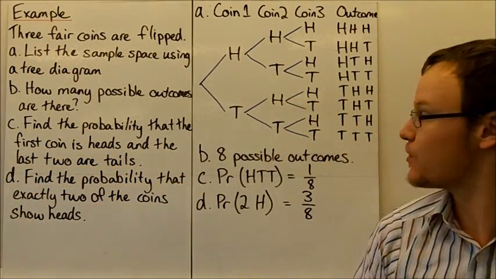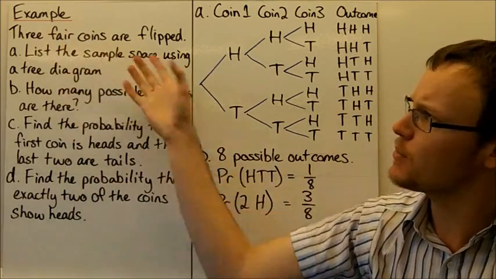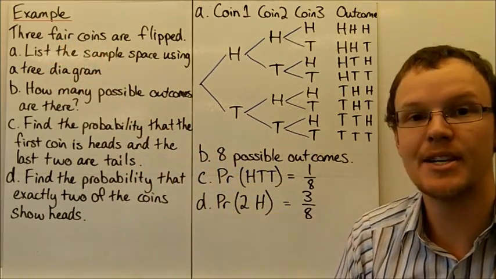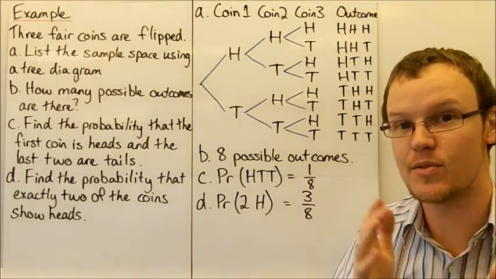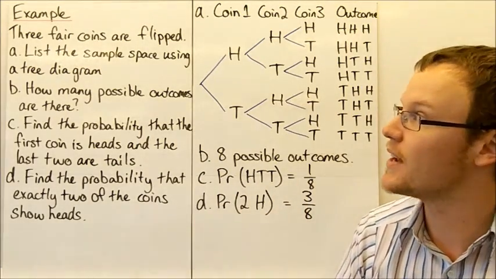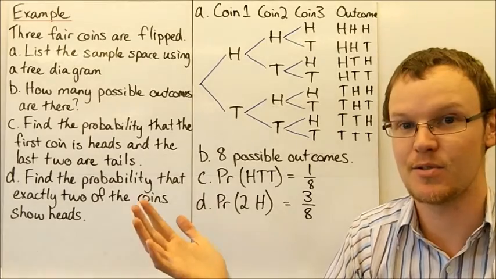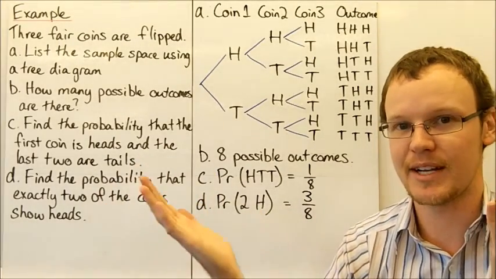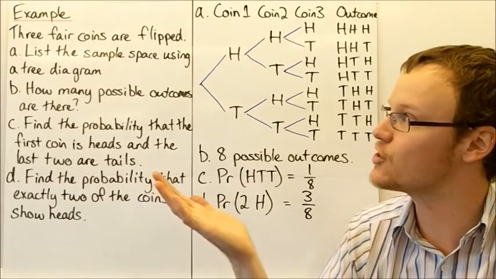So here's an example for us to look at. Example: we've got 3 fair coins being flipped. Fair coins means that it's a 50-50 chance. The probability is 1/2 that heads will come up and 1/2 that tails will come up. There's no weighting either side. The probability of getting a head and a tail is 1/2 each.